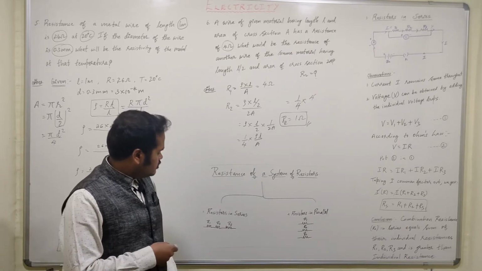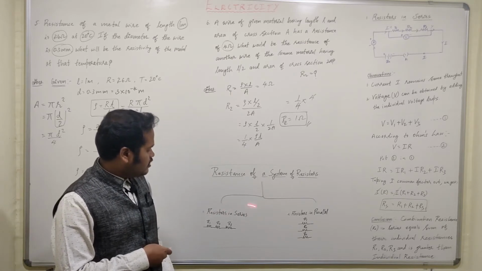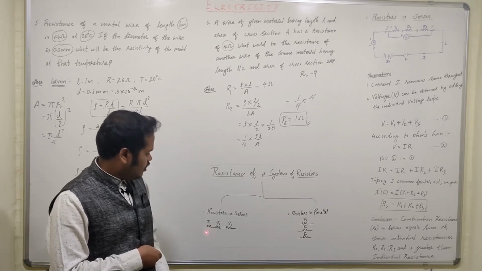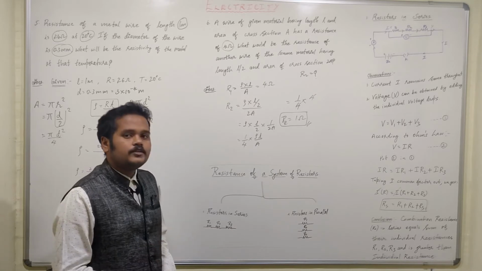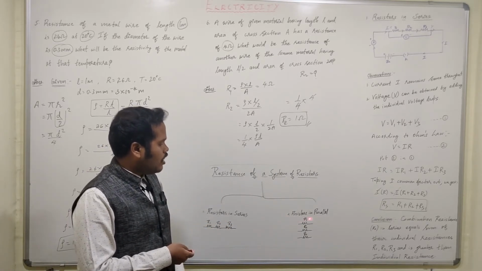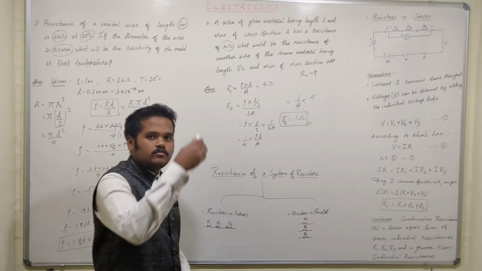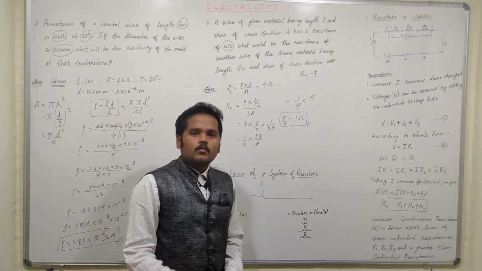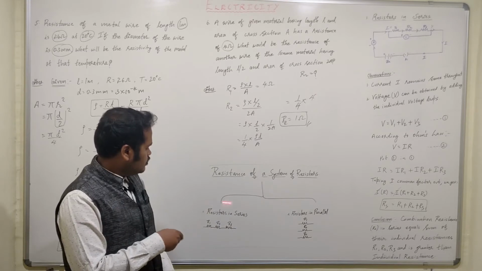And there are two ways. Resistors can be connected either in series. You see here, there's R1, R2, R3 in series, or they can be connected in parallel, R1, R2, R3 from top to down. Now we will study resistance in series.